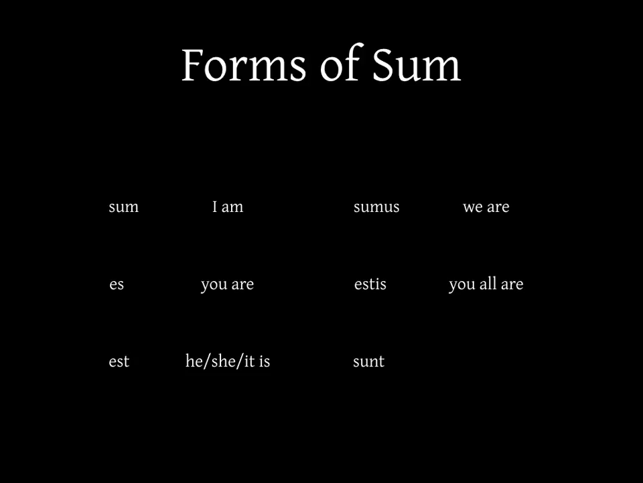So the forms of sum are going to be somewhat familiar to you if you've had a Romance language, if you've taken Spanish or Italian or anything like that, French. So they are simply sum, es, est, sumus, estis, sunt. And those are, sum is I am, es is you are, est is he, she, it is, sumus is we are, estis is you all are, and sunt is they are.